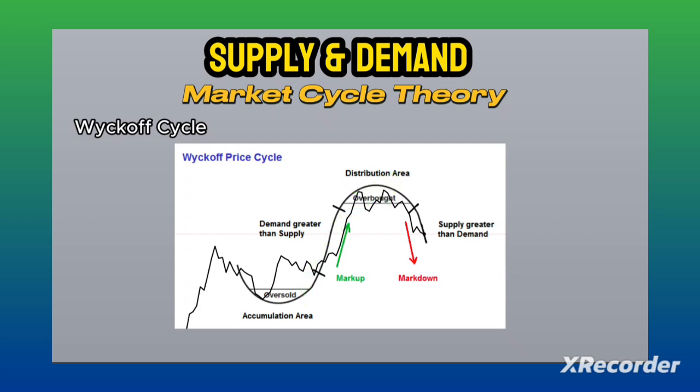Then demand becomes higher than the supply, which causes the price to increase, up until the distribution area where supply and demand is in a state of short-term equilibrium. Smart money traders distribute their profits by closing their buy orders, which causes a slight downside that encourages other traders to start selling the market, and supply becomes higher than demand, causing the price to decrease.